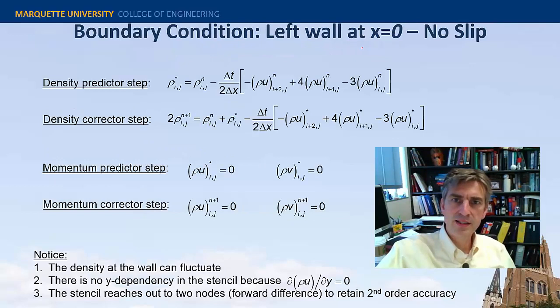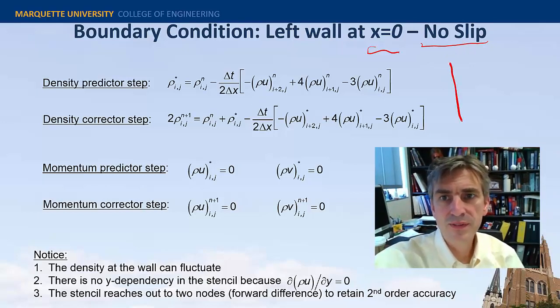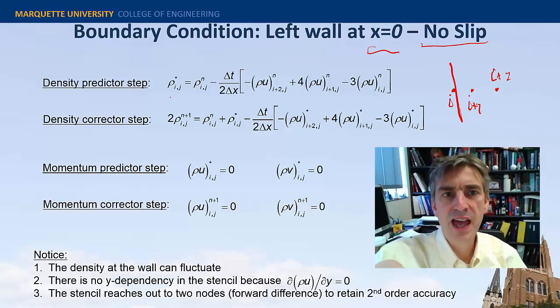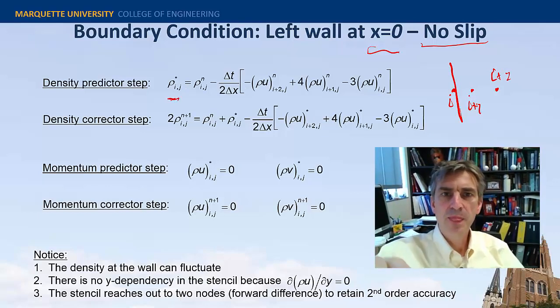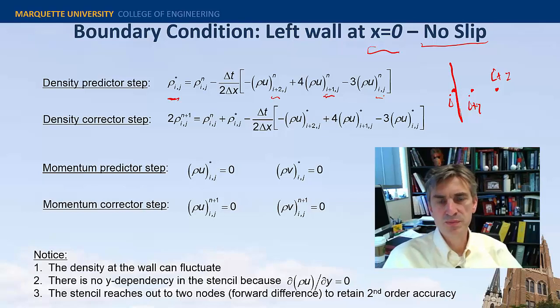At the left wall, at x equal to 0, we're going to apply the no-slip boundary condition. In the predictor corrector sense, the left wall has got a node there and a node here and a node here. In a sense, this is the I node, this is the I plus 1, this is the I plus 2. When you look at this stencil for the half step, you're drawing information from the I plus 1, I plus 2, I plus 1, and the I nodes.